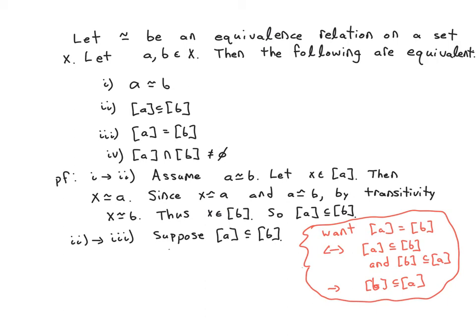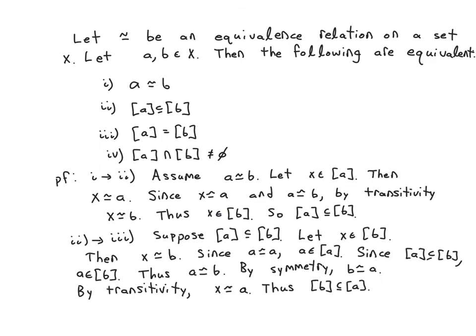Remember that two sets are equal if and only if the left set is a subset of the right set and vice versa. Well, one of these facts is already given to us as a hypothesis. So all we need to do is show the other fact. We just need to show that the equivalence class of B is a subset of the equivalence class of A, only knowing one of the inclusions is true. So this is actually the trickiest part of the proof.